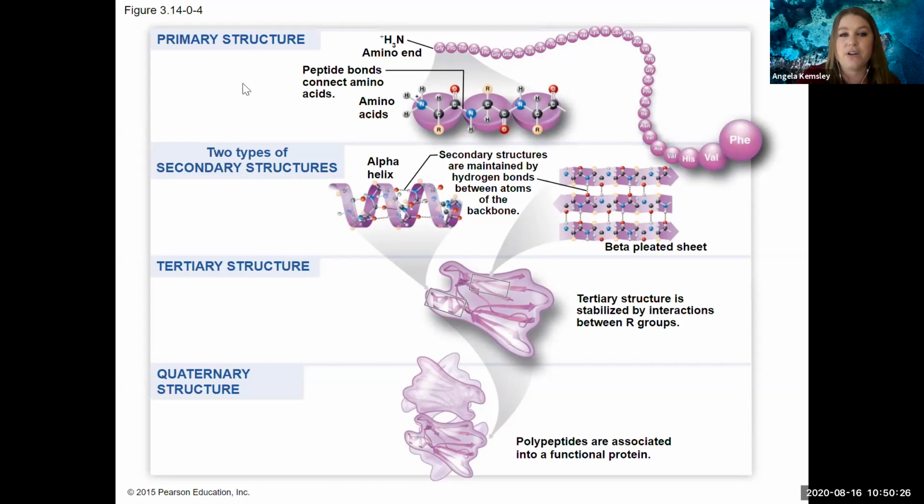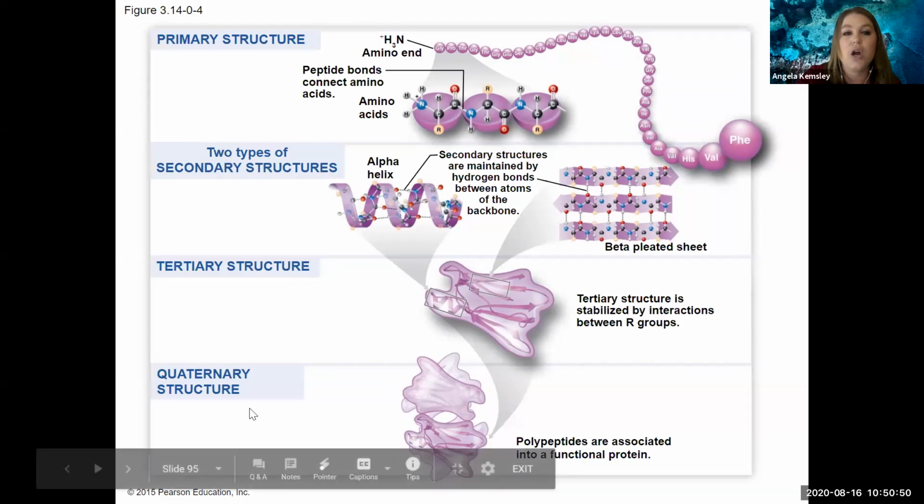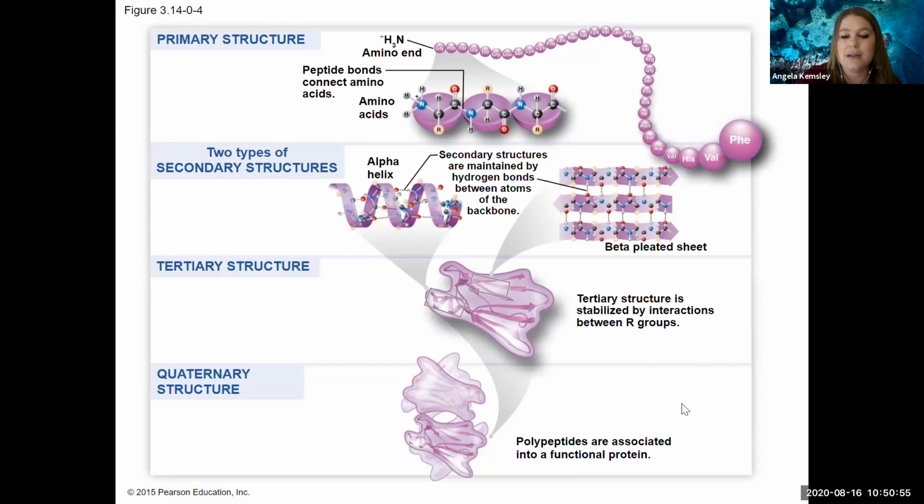Primary structure, that first structure, which amino acids are linked together in which order. Secondary structure, our second structure, is either, is it an alpha helix, that's spiral, or is it a beta pleated sheet? Right? How these different pieces are interacting together through hydrogen bonds. Tertiary structure, our third structure, the interaction between R groups. Quaternary structure, our fourth structure, how the polypeptides are associated into a functioning protein.